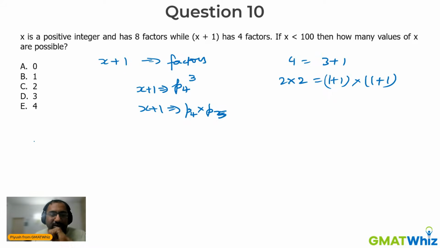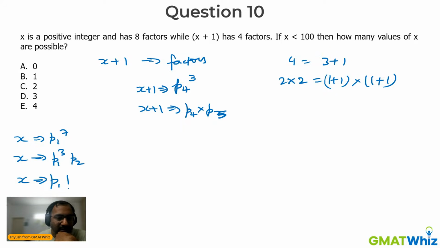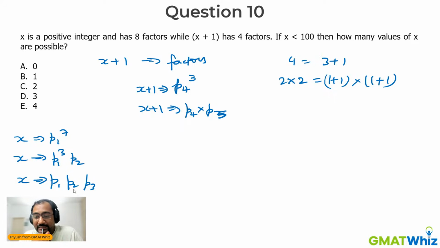And the possibilities for x are p1 to the power 7, p1 to the power 3 into p2, or p1, p2, p3. Okay. Now, obviously, x is less than 100, so I have to consider prime factors.